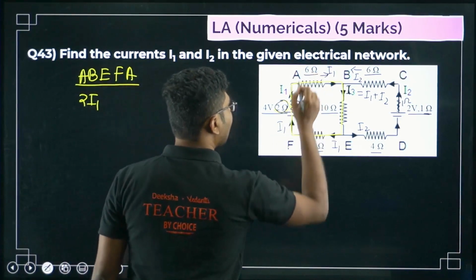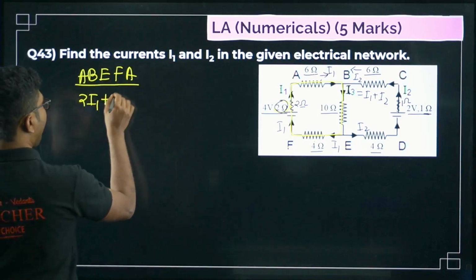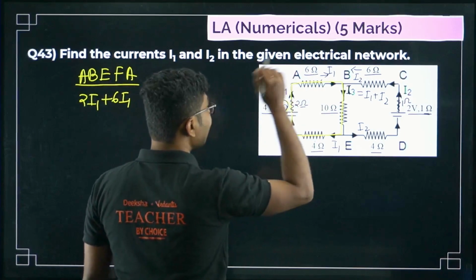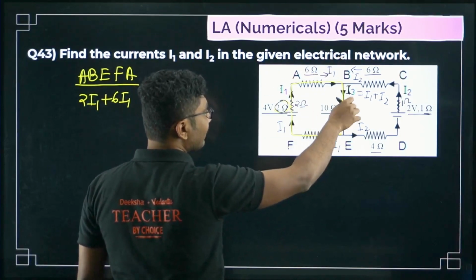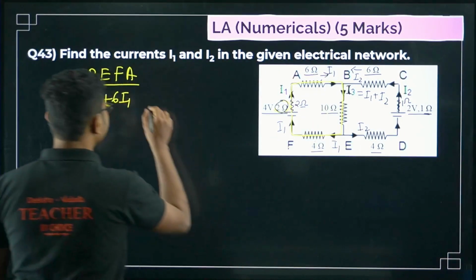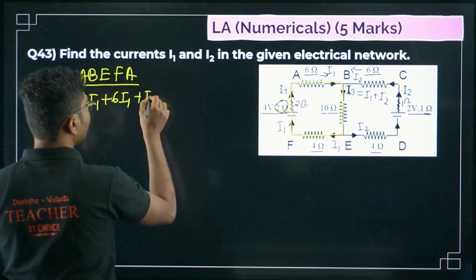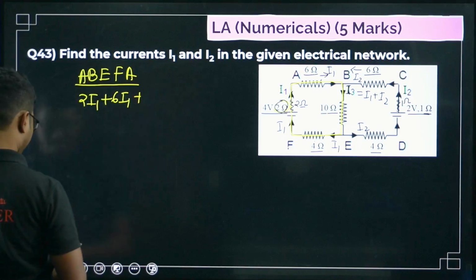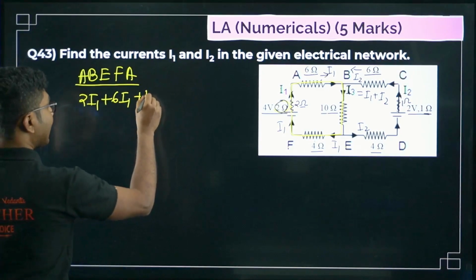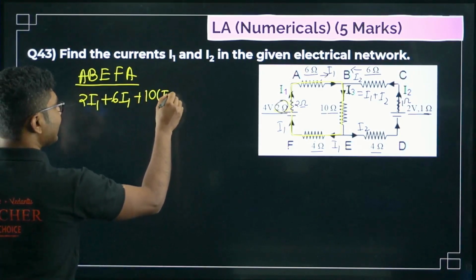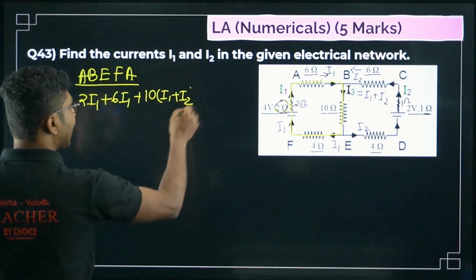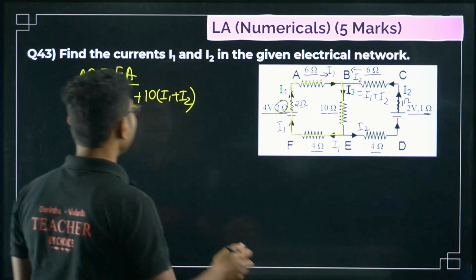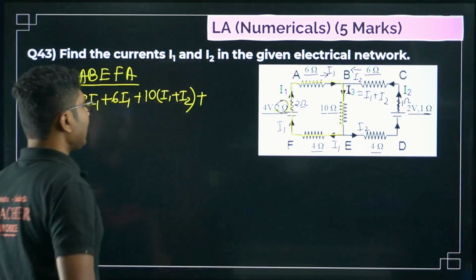Now, 2I1 plus 6I1. Why plus? Because we are going in the direction of current. 6I1, again we are going in the direction of current. Then 10I3. Now what is I3? I3 is I1 plus I2. So instead of writing I3, I just skipped one step. While writing in the exam, you have to write I3 as well, and then you can write I1 plus I2.